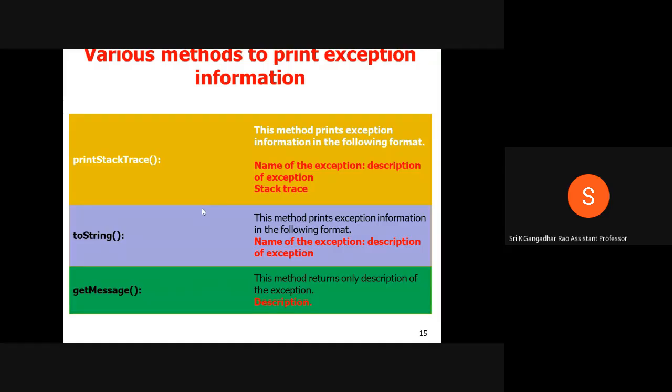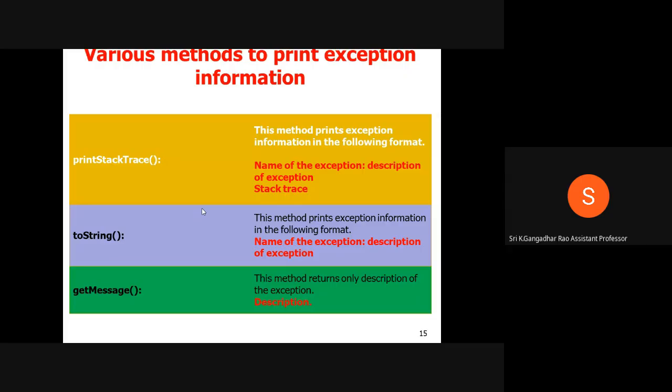There are 3 methods. For example, e.printStackTrace(), where e is my exception object. What does e.printStackTrace() mean? I already told you about the stack trace. First it tells you where the exception was raised, and next where it crept into, and next again where it crept into.